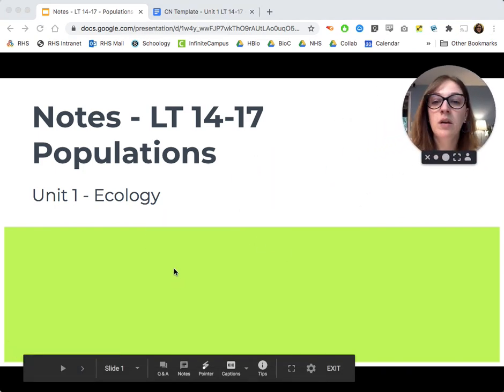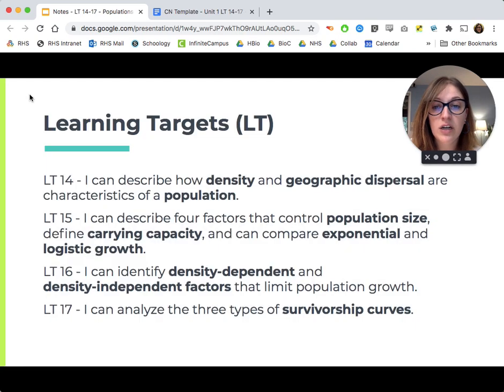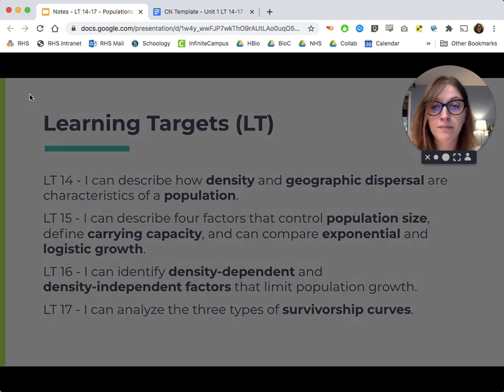Here we go. All right, so the essential questions we'll be learning about in this set of notes: 8, what can we learn from analyzing population data? And 9, what factors influence or are influenced by changing population size? Learning targets 14, 15, 16, and 17. I'm not going to read through them, but you can pause the video to read through them.